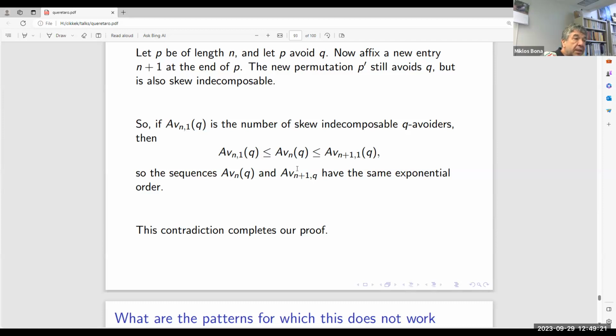Therefore, these two sequences have the same exponential order because one sandwiches the other. So they have the same exponential order. Therefore, that relation cannot be supercritical, right? I said before that if the relation is supercritical, then the two sequences have the same exponential order. So the relation is not supercritical, therefore the generating function is not rational.